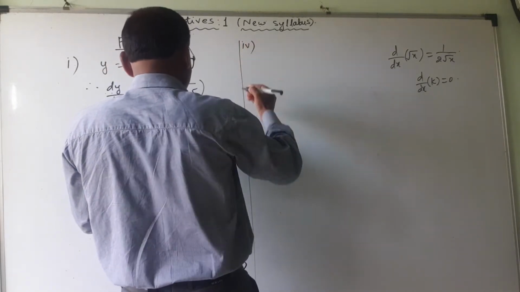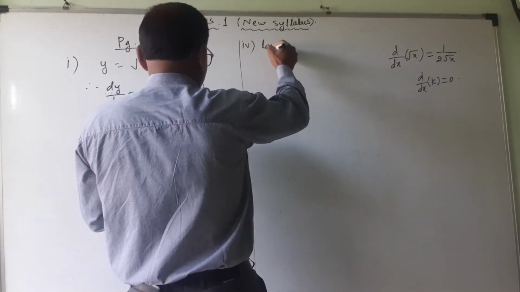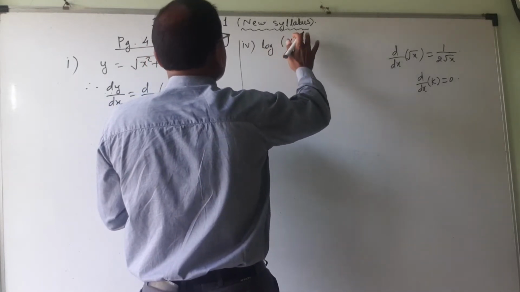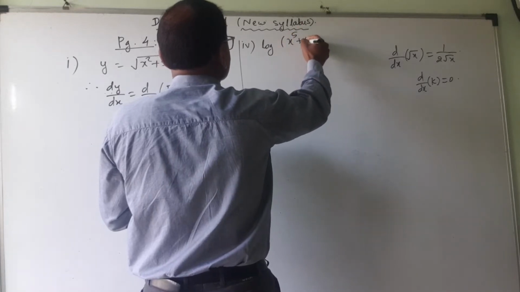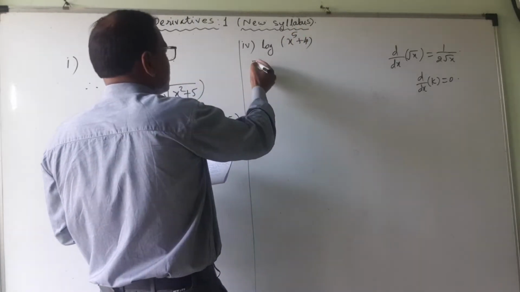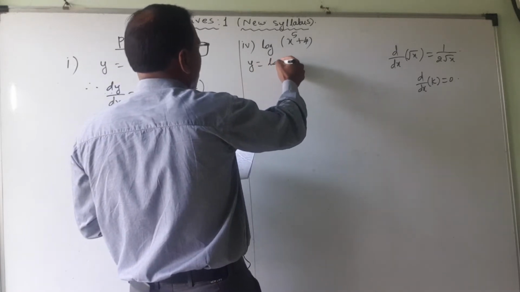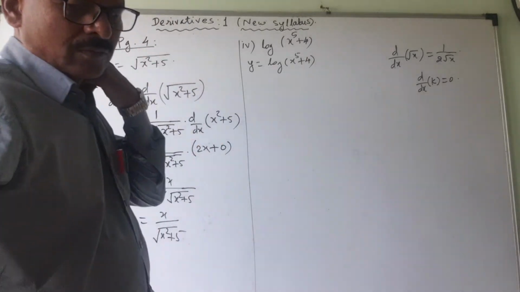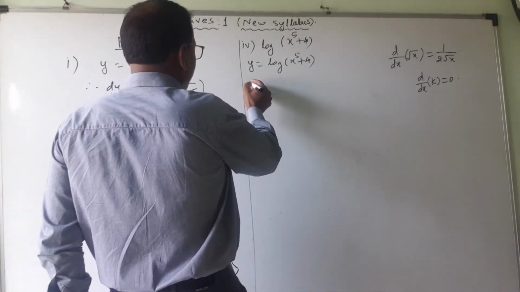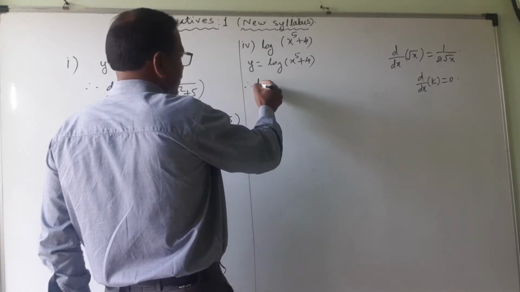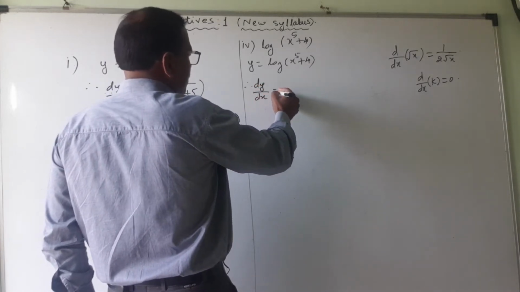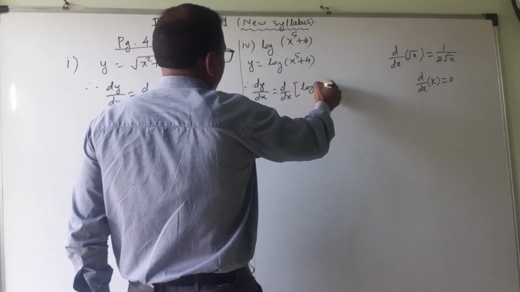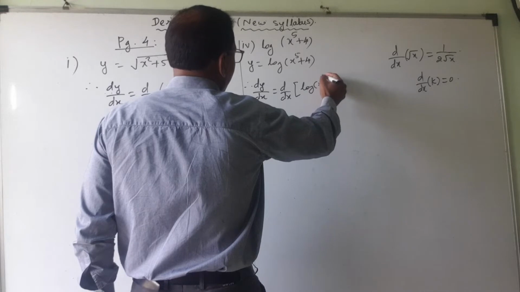On that page, question number 4, log of x square plus x raised to 5 plus 4. This is the first step. Y is equal to log of x raised to 5 plus 4. Therefore, differentiating with respect to x, dy by dx is equal to d by dx of log of x square plus x raised to 5 plus 4.